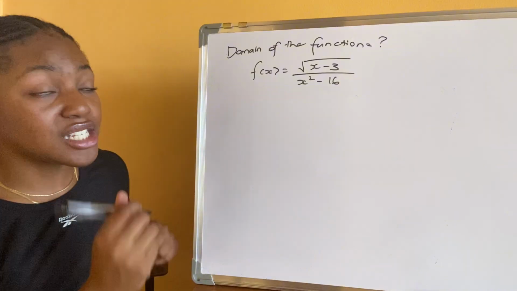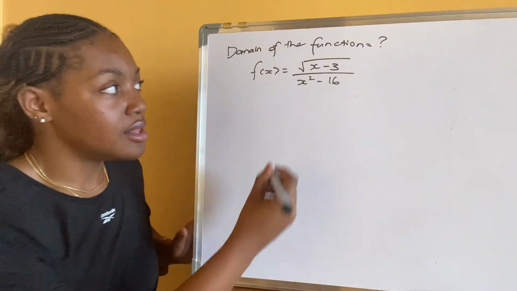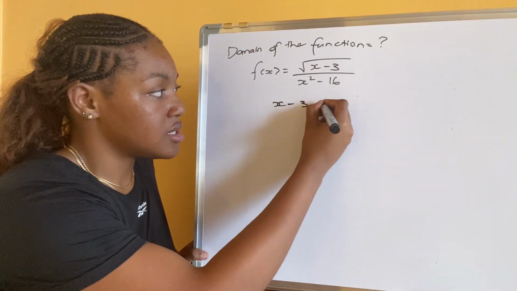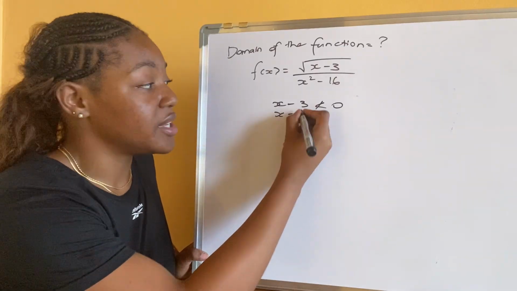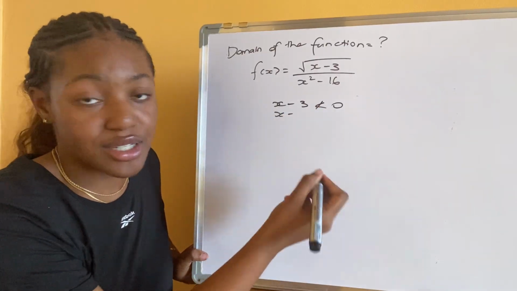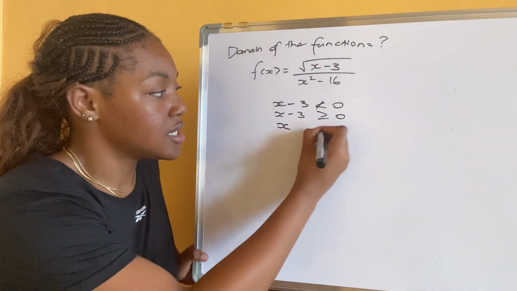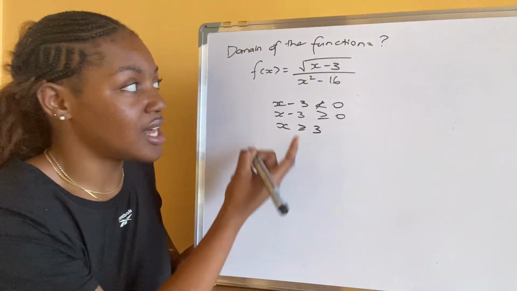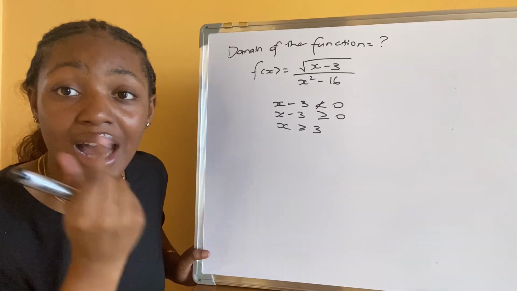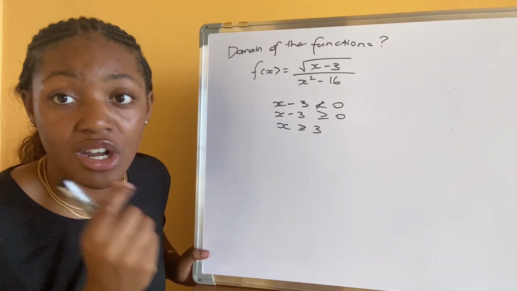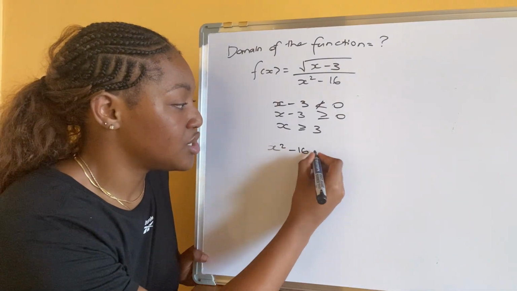And we should know that the expression under the square root should not be negative, so it can't be less than 0. Therefore, the expression x minus 3 has to be greater than or equal to 0. So we're gonna have x is greater than or equal to 3. So that's for the square root. Next, we move down to the fraction. The denominator can't be equal to 0. That makes the function undefined. So we're gonna have x squared minus 16 should not be equal to 0.